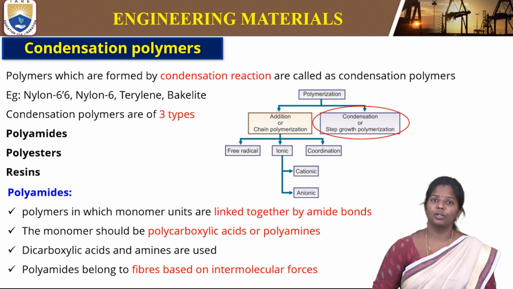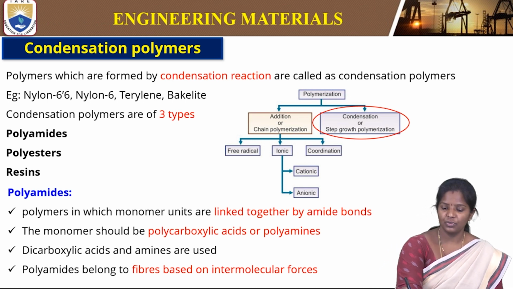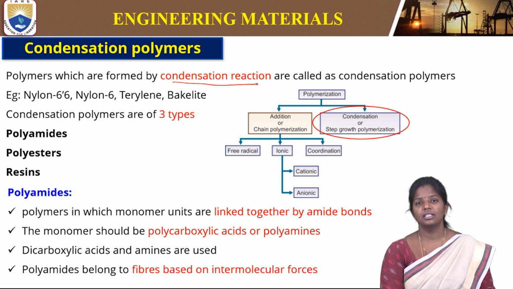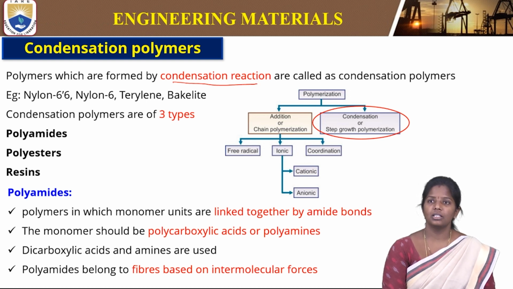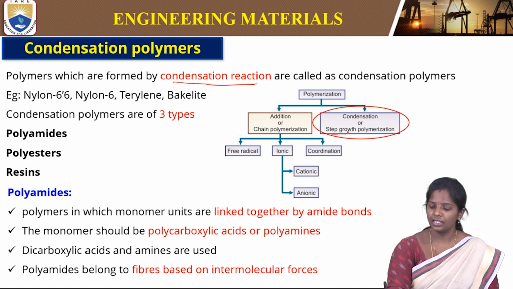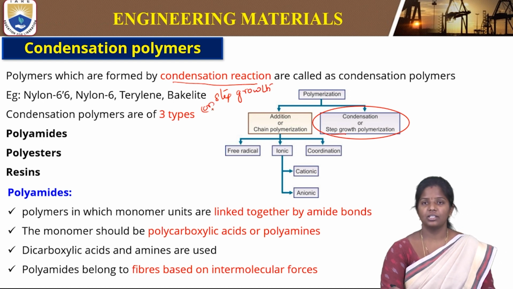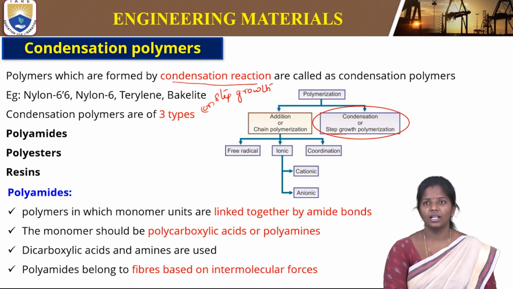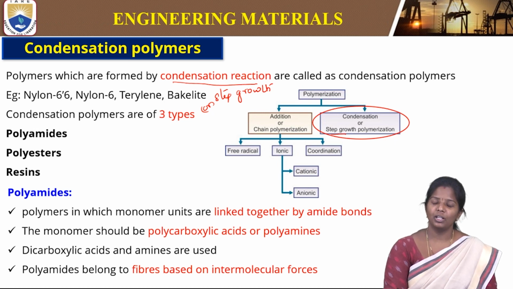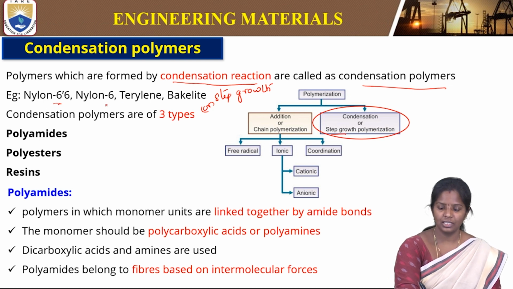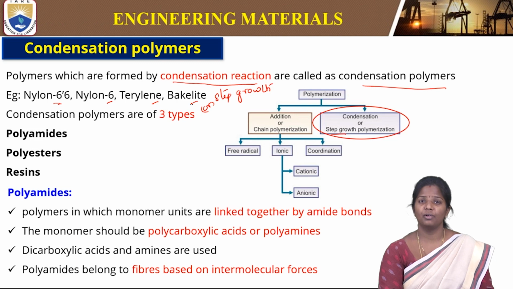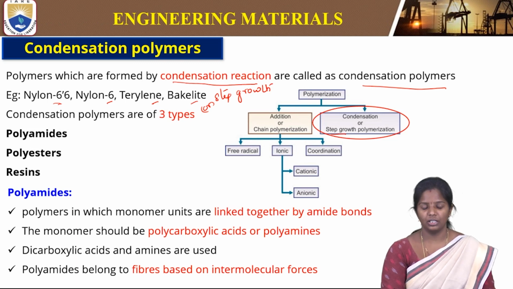So what is condensation polymerization? The polymers which form due to a condensation reaction, where there is some loss of a byproduct. It is also called step growth polymerization. So a condensation reaction takes place and is also called step growth polymerization, and the polymers obtained by this reaction are called condensation polymers. Examples are nylon 6,6, terylene and bakelite. These are some of the examples which we use commercially most widely.